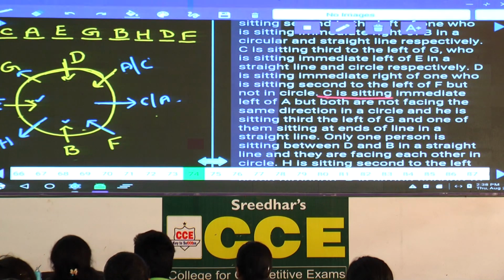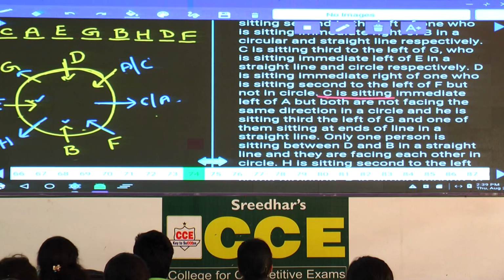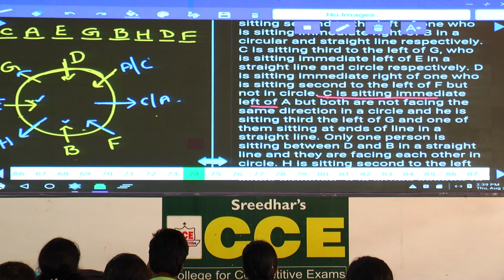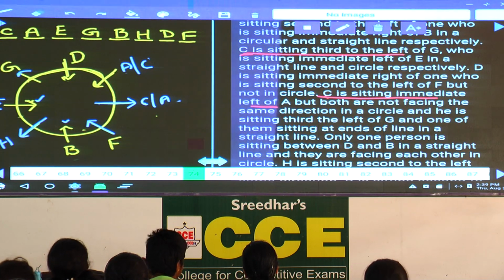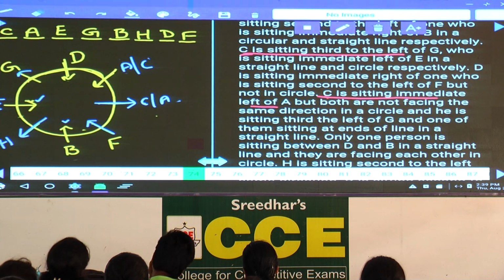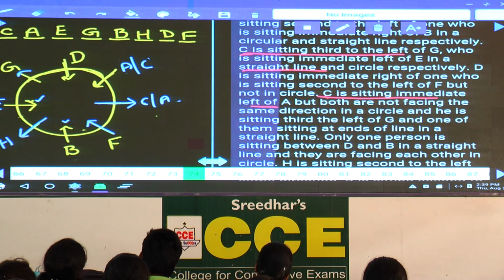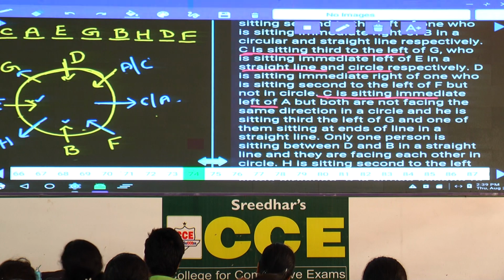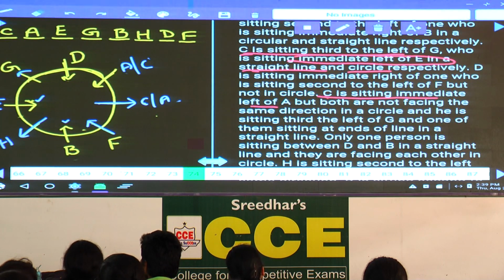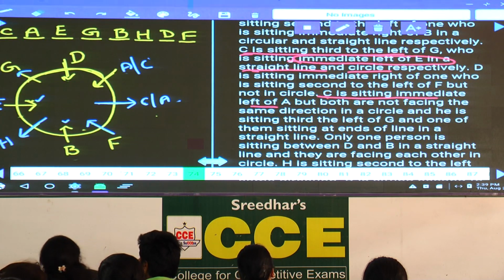Now, this one. Now C is sitting immediate left of A. Now C is sitting third to the left of Z. C is seated third to the left of Z. Who is sitting to the immediate left of E in a straight line? And circle respectively. Who is sitting to the immediate left of E? That is the circle. And C is to the immediate.